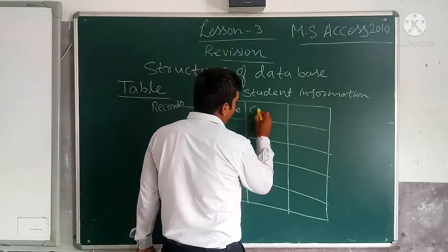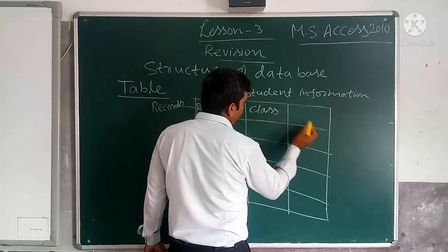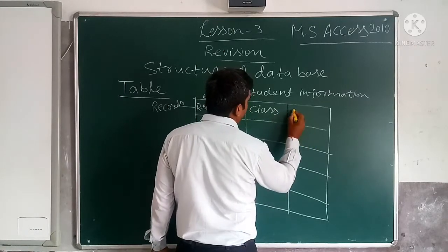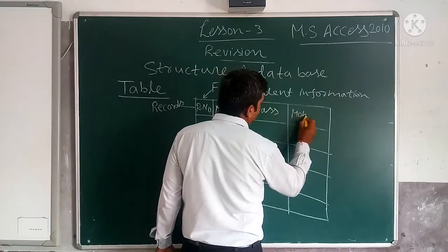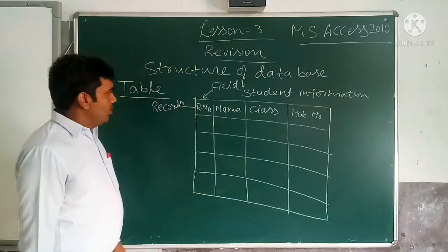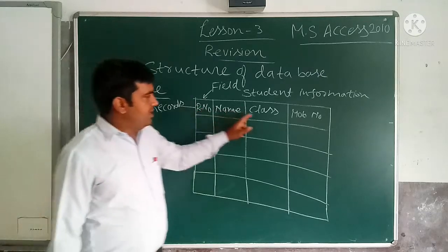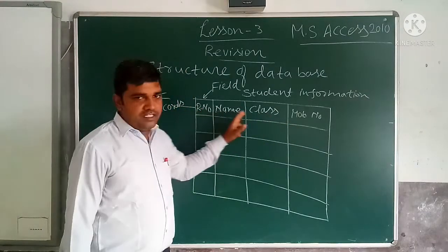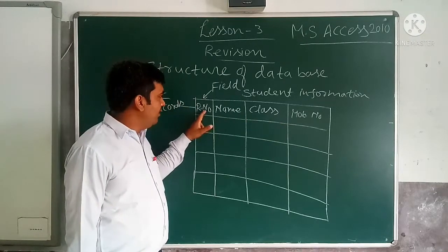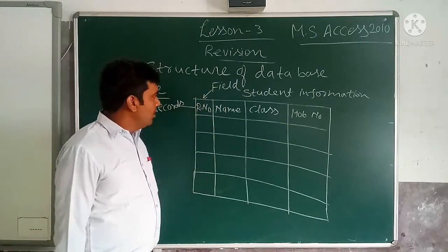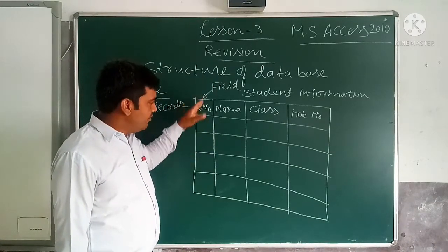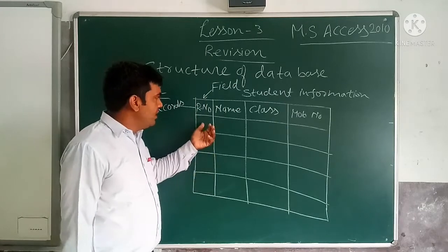Third we can write the class, and the fifth field we can write their contact number, mobile number. So like this. These are the fields, and each field is a property of the column. Which type of values each field, each column is going to store.